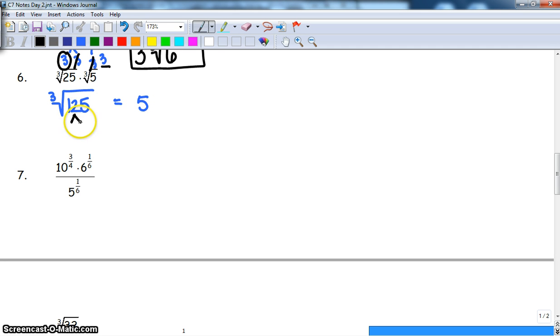That's because 125 is 25 times 5, 5 times 5. So this is the same as the cubed root of 5 to the third. So that cancels, and there's your 5. Or again, you can think of it as you need a group of 3 in order for 1 to come out, and you do have a group of 3. So in any case, 5 is your answer.